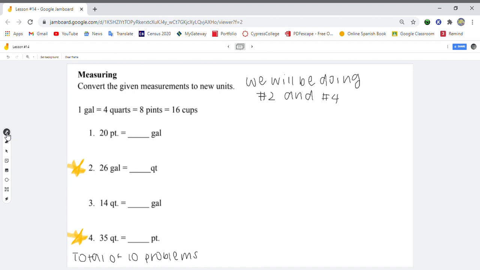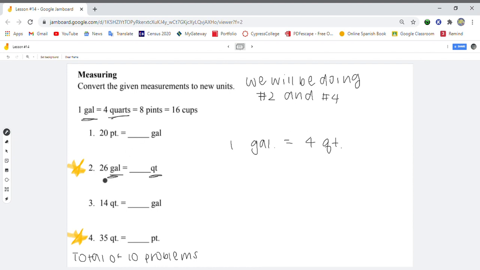So there's two methods that I want to introduce you to. So for the first one, I'm going to introduce you to something that I like to use. It's called expected with proportions. So for this one, we're given gallons and quarts, so we're going to be using gallons and quarts. So 1 gallon equals 4 quarts. So I'm just going to write it out like this.